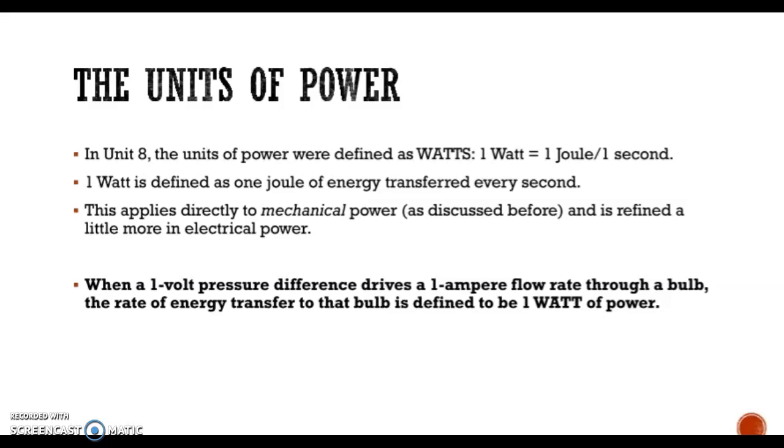So we are kind of refining our definition for electrical power to say that when 1 volt of pressure difference drives a 1 ampere flow rate through a bulb, the rate of energy transfer, or the power for that bulb, is defined to be 1 watt of power. So we have 1 watt if we have 1 volt and 1 ampere. That's how all of those units are going to be defined here, so that 1 watt of power, 1 joule per second, is going to be equal to 1 volt's pressure difference driving 1 amp of flow rate, which means that we must also have a 1 ohm bulb in that case.